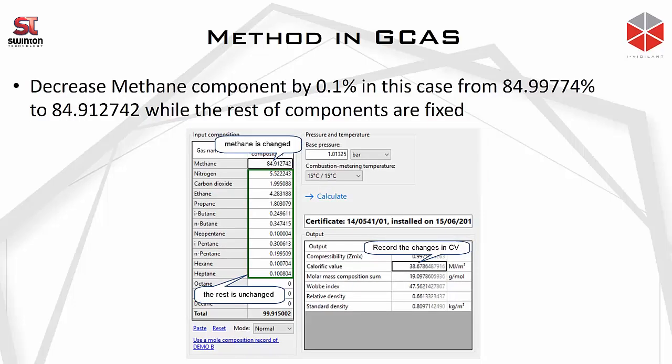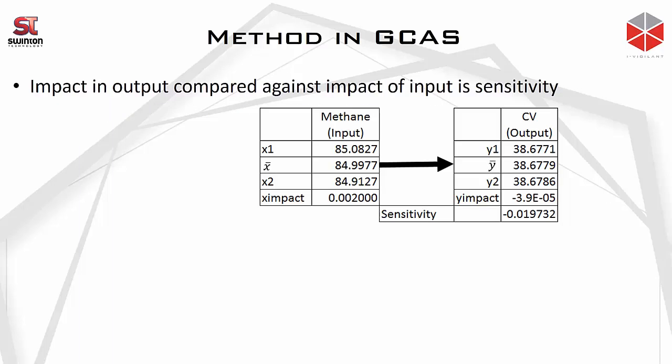Then the next thing we do is decrease the methane component by 0.1%. In this case, from 84.997 to 84.912, while the rest of the components are still fixed. From there, we record the value of the CV. After that, what we get is the impact of the output in comparison against the impact of the input.